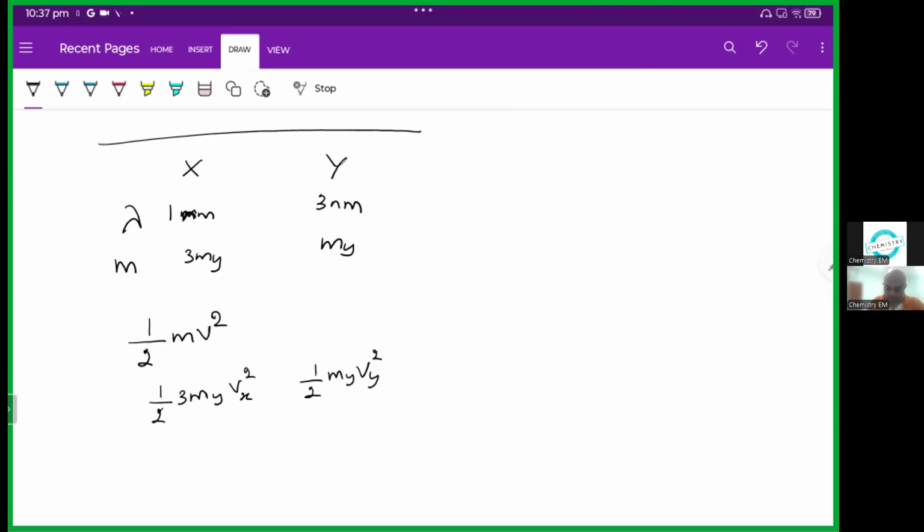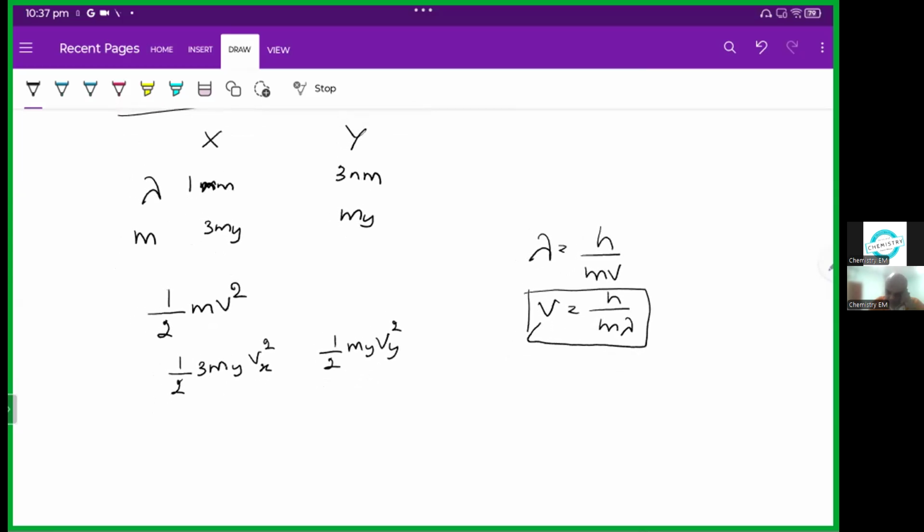And also the de Broglie wavelength can be deduced by using lambda is equal to h divided by mv. We have deduced this one. h is the Planck constant, m is the mass, v is the velocity, right? So we can make v the subject. So v is equal to h divided by m lambda. So this is something that we can substitute for X and Y.